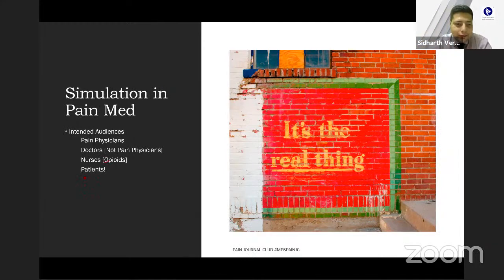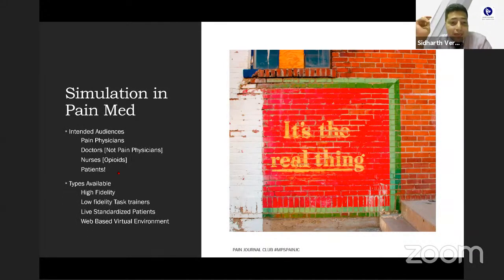And in the end, the patients, of course, you will ask me, patients? Yes, of course, patients can also be trained using simulation on how to correctly avoid catastrophization and change their behaviors, pain patterns, and likewise. So what are the types of simulation which are available? It is high fidelity simulation, low fidelity task trainers. Like, for example, I'll demonstrate some pictures. But for example, your simple BLS mannequin where you just can press the thing and just blow air and the chest rises. That's a low fidelity task trainer.